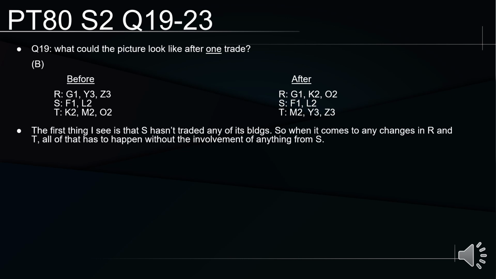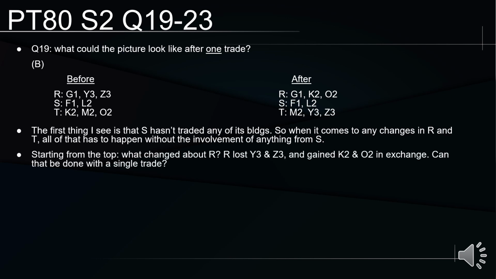So in this one, the first thing that I see is that S this time hasn't traded any of its buildings. S started with F and L, and it ended the trade with F and L. So it didn't trade anything. So when it comes to any changes in R and T, all of that has to happen without the involvement of anything from S. And while that wasn't a huge game-breaking thing for the last answer choice, it was handy because all we had to do was see, okay, if R and T are the ones that traded, does R have what it takes to get this entity from T? So the same thing is going to apply here.